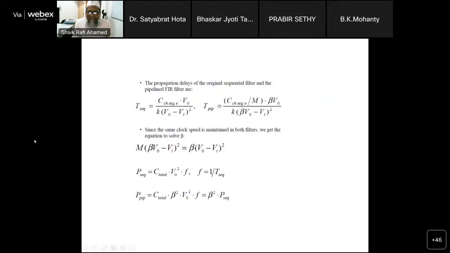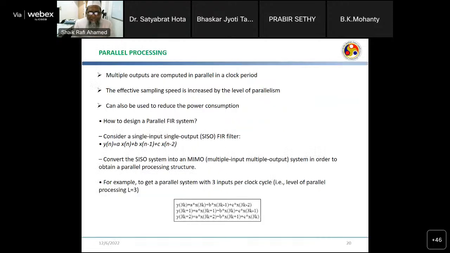So this is the first technique, pipelining. Here you have to place the latches at the appropriate places so that the functionality of the system remains the same. I can use this pipelining system to increase the throughput, or in applications where throughput is not important, I can use pipelining to reduce the power supply. So the second technique is parallel processing.